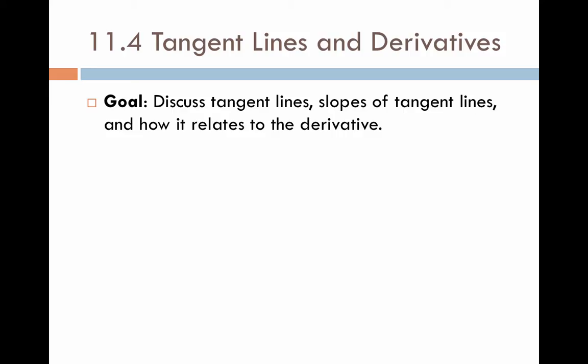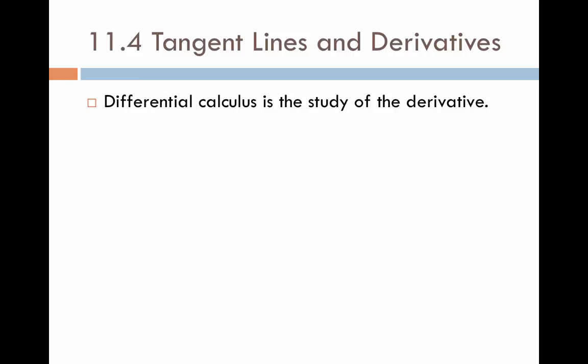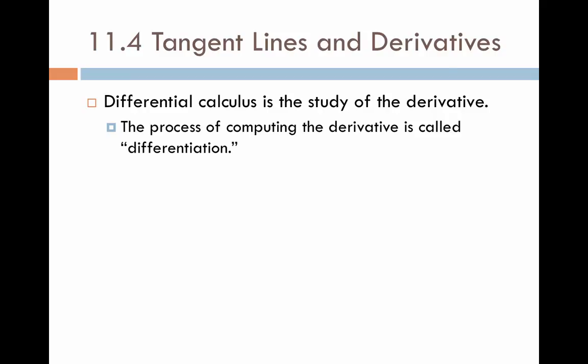11.4 Tangent lines and derivatives. Our goal for this section is to discuss tangent lines, slopes of tangent lines, and how it relates to the derivative. So differential calculus is the study of the derivative. The process of computing the derivative is called differentiation. So what is a derivative?